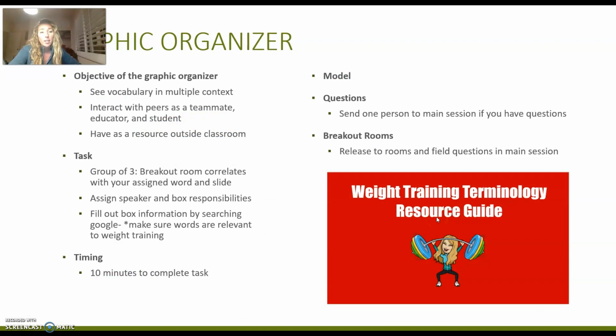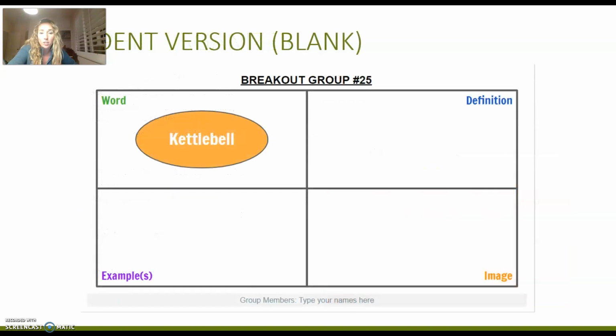And then instead of asking if they have any questions, because when I send them into a breakout room, most of the time their fellow students can help answer the questions for them. I send them into their breakout rooms and then say if anyone has a question for the group, they can send one person into the main session. I can help answer their question and they'll jump back into their breakout room. And then I release them into their breakout rooms and I stay in the main session to field any questions.